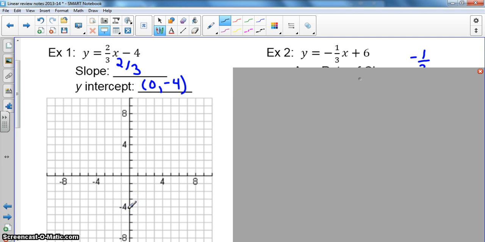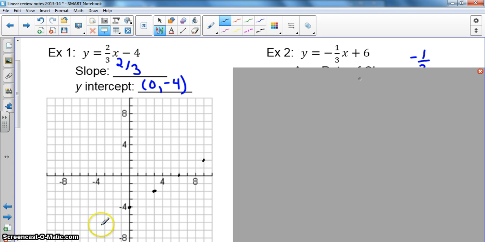And then if you recall, slope means rise over run. So I'm going to rise 2 and run 3. Rise 2, run 3. And I do that until I can't go any further or I run off the paper.